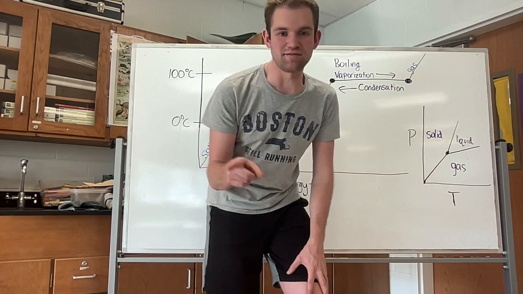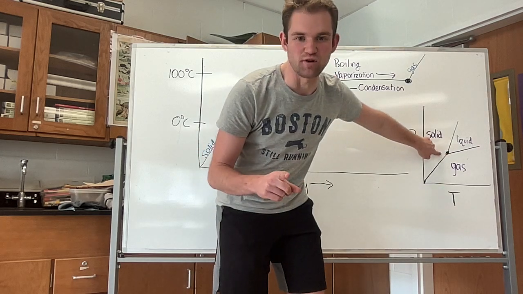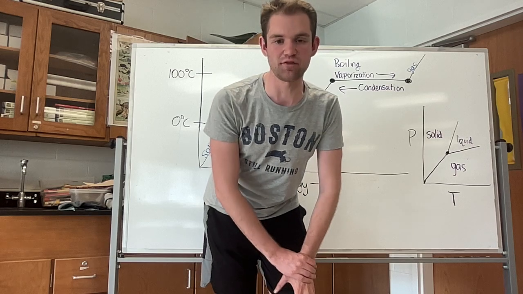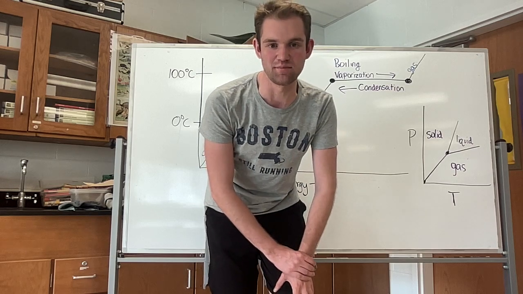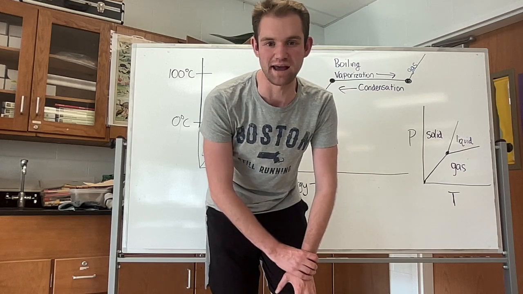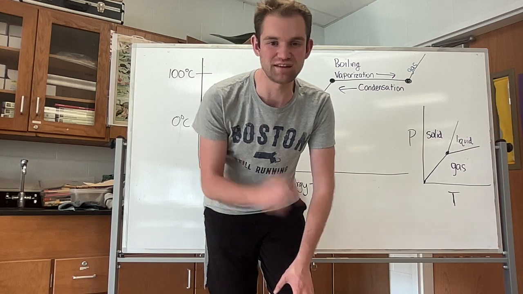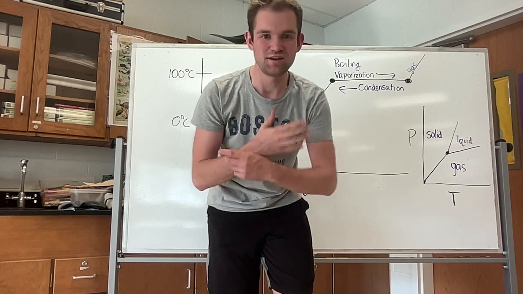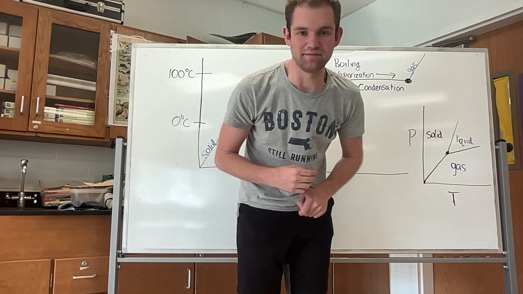Alright, something even cooler is this point. This is called the triple point. And at the triple point, a substance can exist in all 3 states of matter at the same time. So if you look up the triple point of water, you can actually see it. It's pretty cool. It's at a very specific pressure and temperature. If you change it a little bit, you immediately leave the triple point.